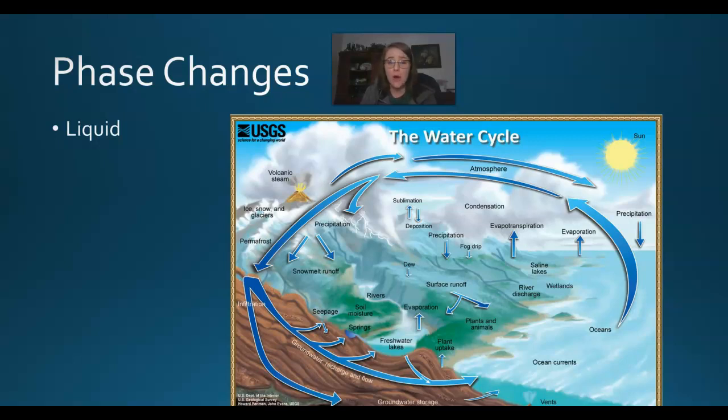We need liquid water in our cells for us to be able to move around and do things. But we also need the water to move around so that plants get water. And we have to drink water from the ground a lot of times. We drink groundwater. So this is really an essential thing that we have liquid water on the earth and that water can move around through phase changes pretty easily.